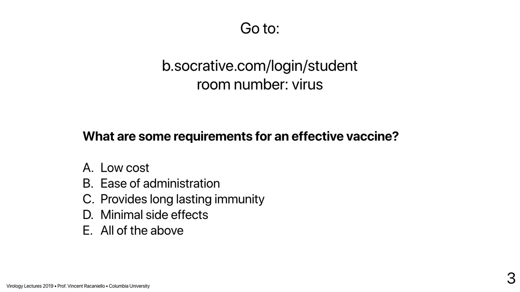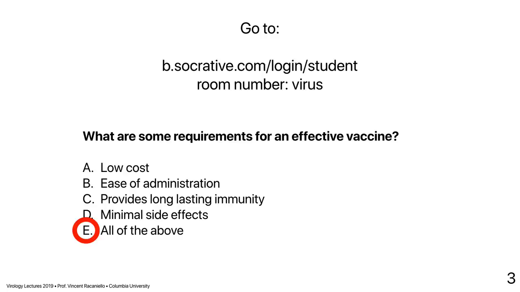Next question is, what are some requirements for an effective vaccine? Low cost, ease of administration, provides long-lasting immunity, minimal side effects, all of the above. Most of you got the right answer, which is all of the above. They're all requirements for an effective vaccine.